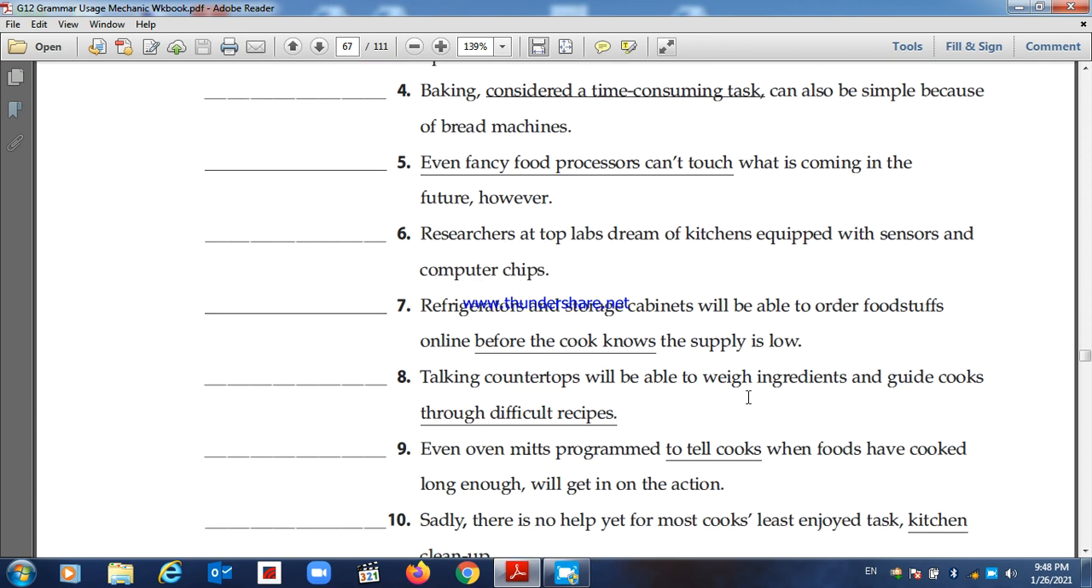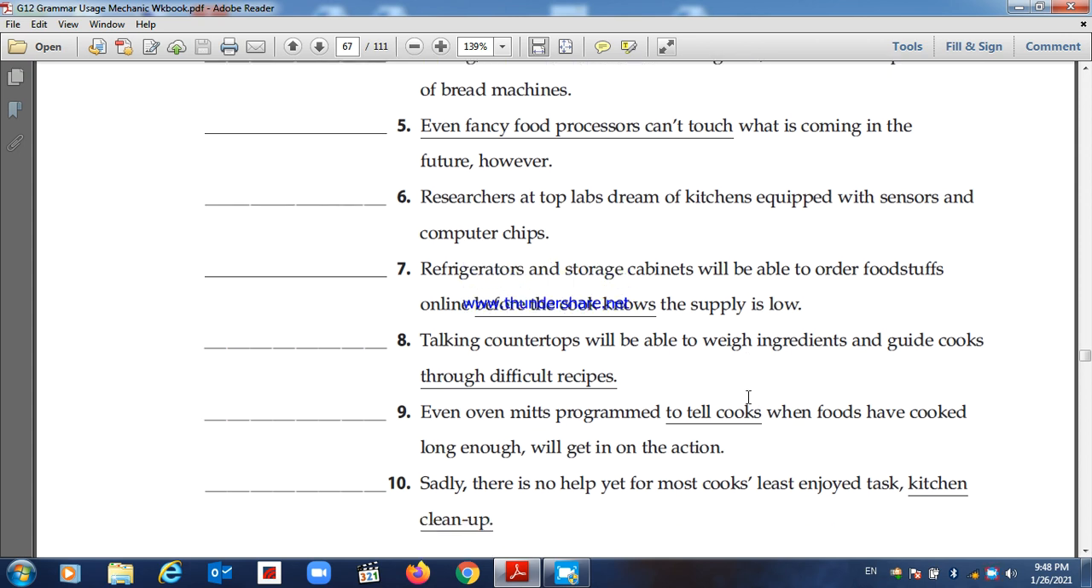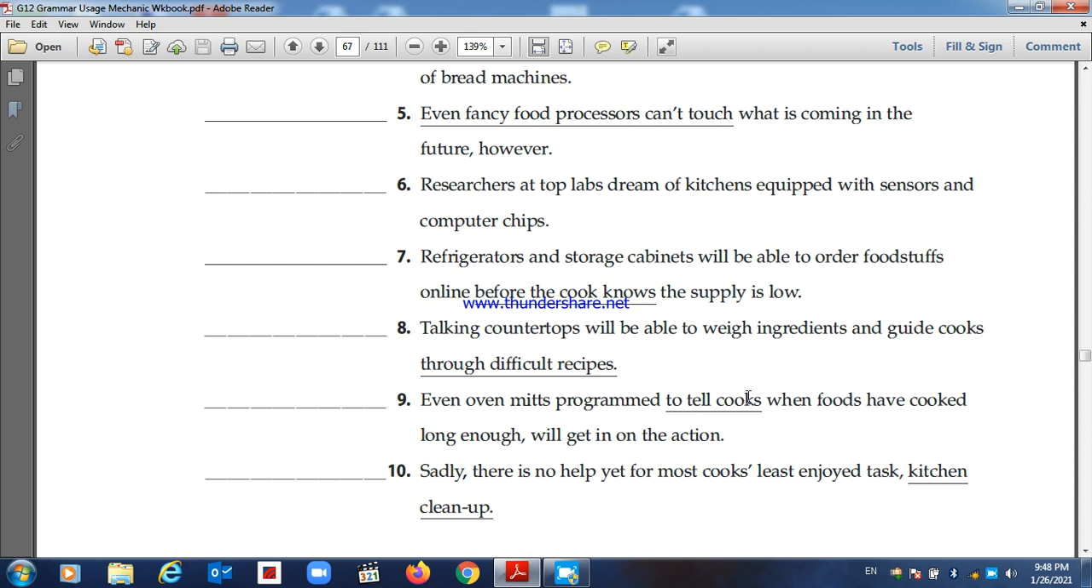Number 8, talking countertops will be able to weigh ingredients and guide cooks through difficult recipes. Through difficult recipes, prepositional phrase, starts with the preposition through. Very good. Then, oven mitts programmed to tell cooks, to tell, infinitive phrase. Excellent. Then, sadly there is no help yet for most cooks' least enjoyed task. We want to give more information about this least enjoyed task, kitchen cleanup. So kitchen cleanup, an appositive phrase.